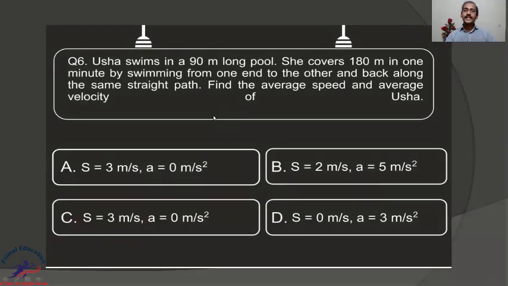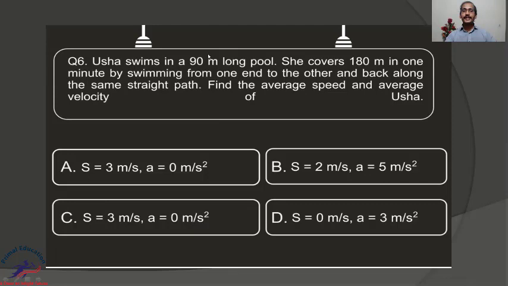Now, Usha swims in a 90 meter long pool. She covers 180 meters in 1 minute by swimming from one end to the other end, and back along the same straight path. Find the average speed and average velocity of Usha.